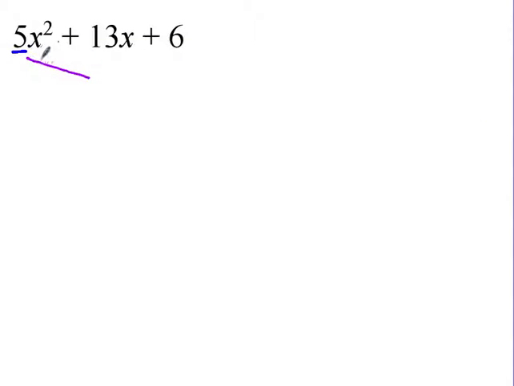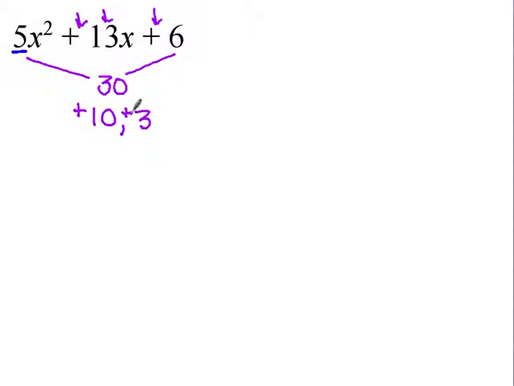Multiply 5 and 6, and I get 30. So 2 factors of 30 that add to 13. 2 and 3. 2 factors of 30 that add to 13. Remember, we don't put our positives and negatives until this step right now. So I've got 2 factors of 30, 10 and 3. How do you get a positive 13 from both of those? Both of them are positive.